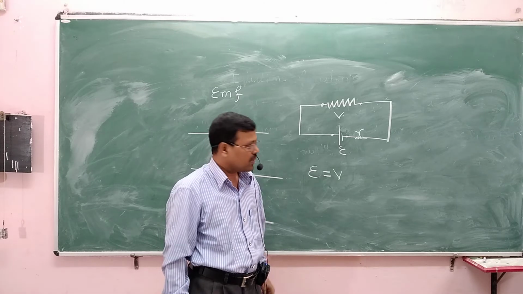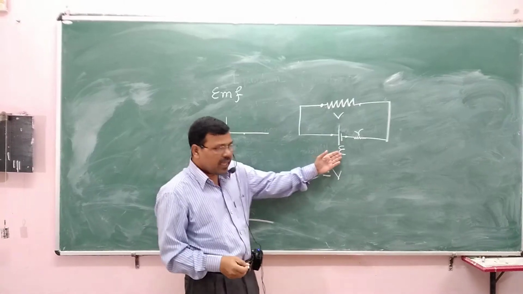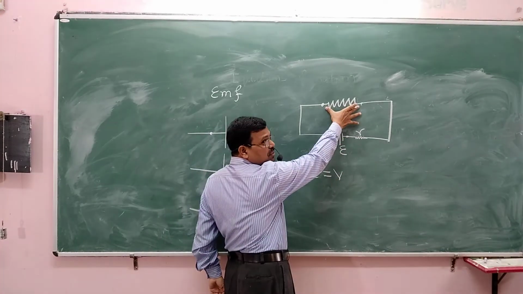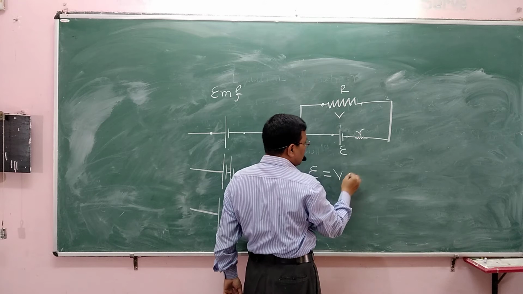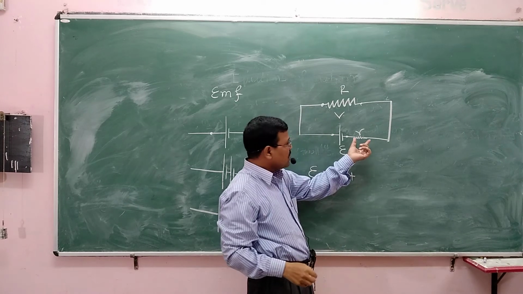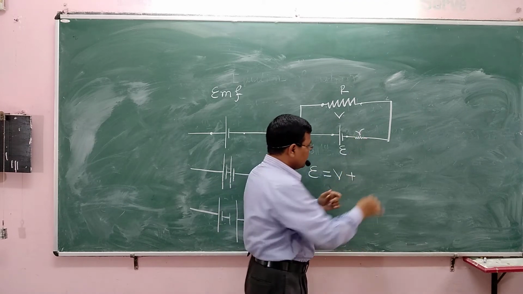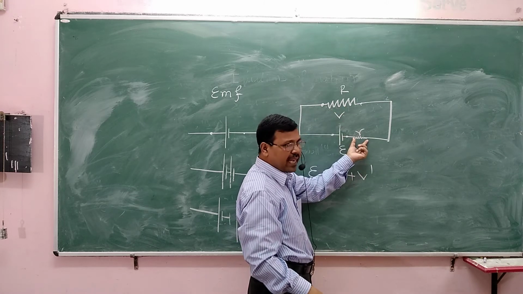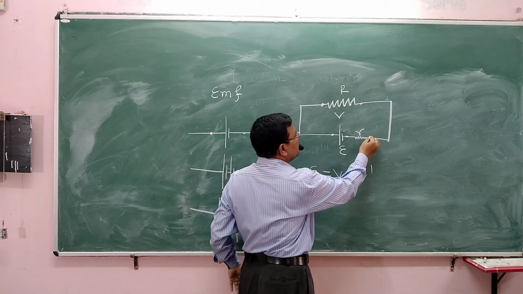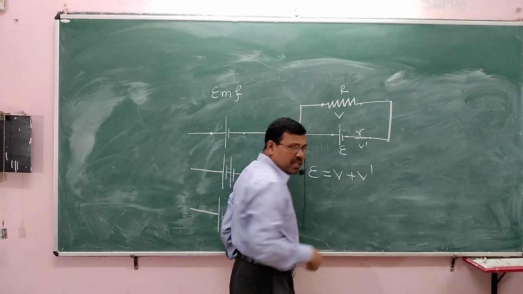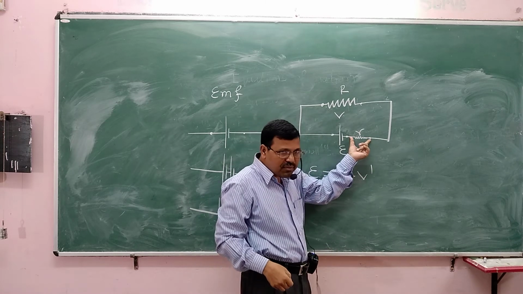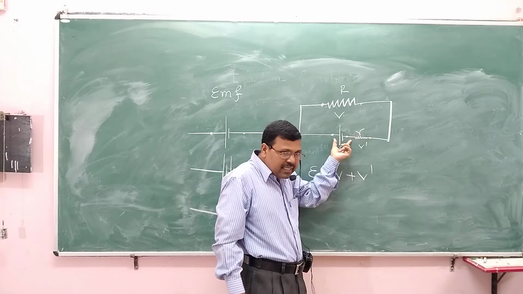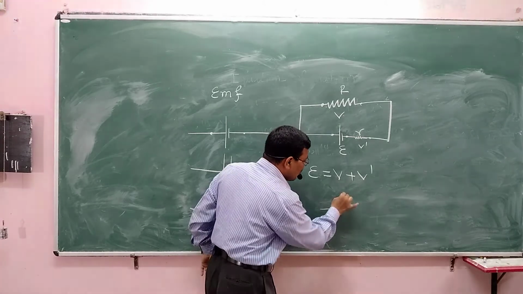And this internal resistance depends on the nature of the electrolytic substance and the surface area of the electrodes. Right? Here, the EMF of the cell E is equal to the potential difference across this resistor plus the potential difference across this resistor. So V plus V dash is equal to E. This is V dash. What is V dash? The potential difference across the internal resistance of the cell. It is in the cell. It can be shown like this also.